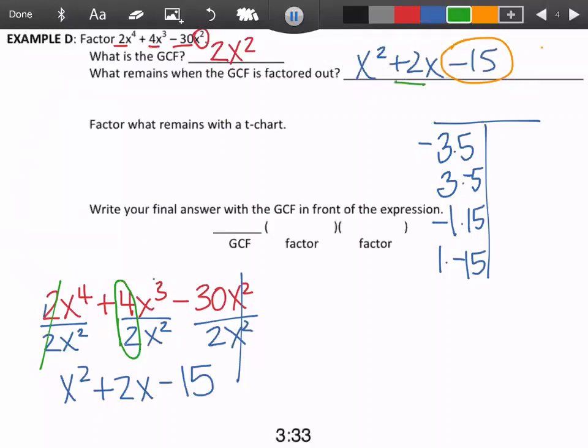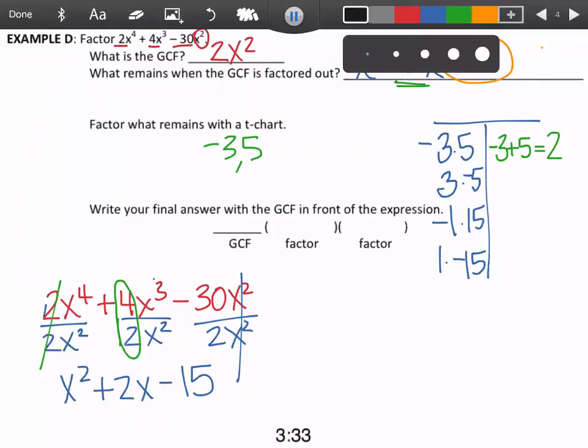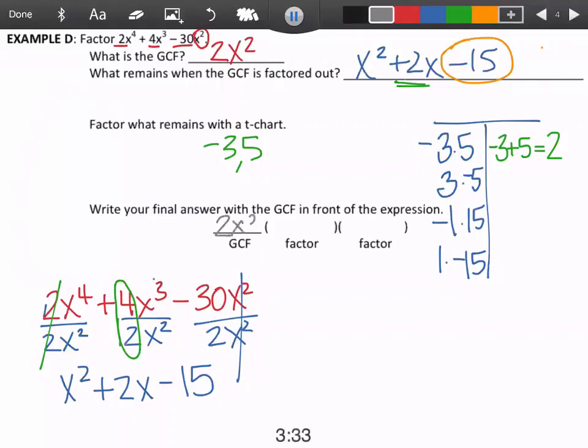All right, and then we need this middle term. We need to be able to add these factors to get the middle term. Well, negative 3 plus 5 equals 2. And that's what we were looking for. So we are actually finished with our t-chart. Negative 3 and 5 give us the number that we were looking for. So our GCF is 2x squared. That goes out front. And then our factors are x minus 3 times x plus 5.